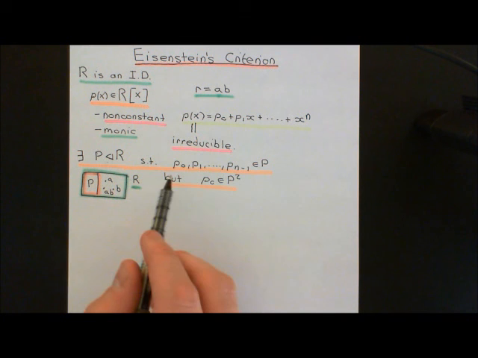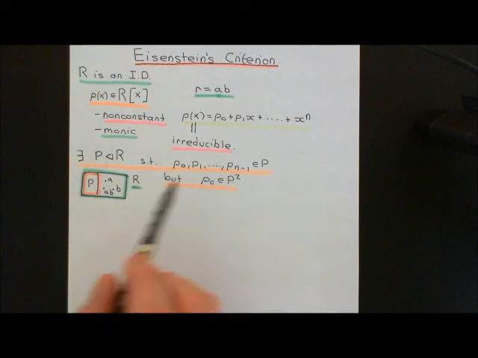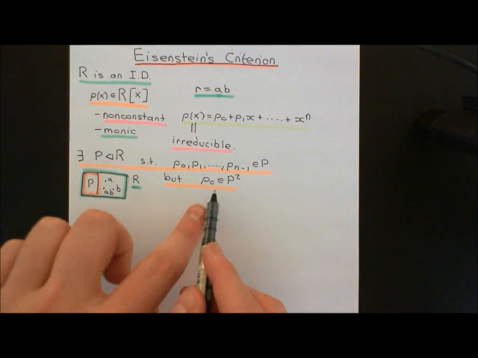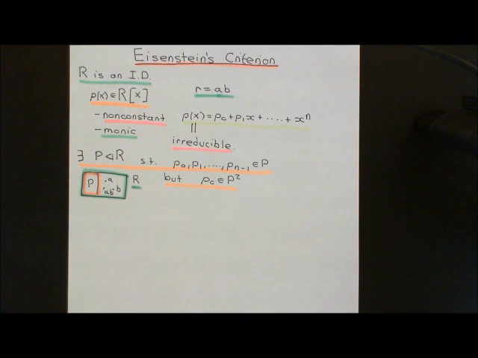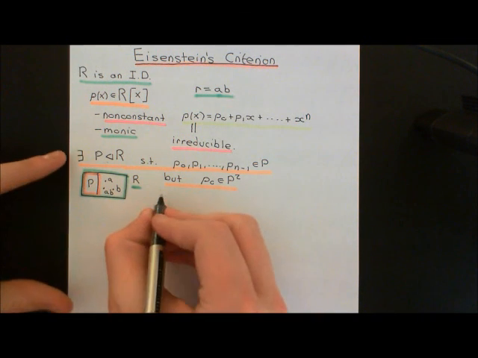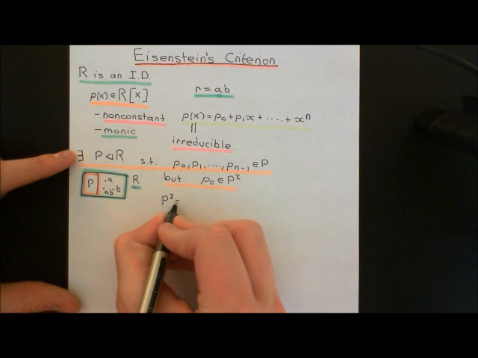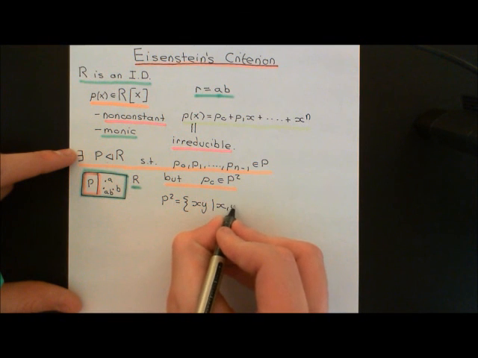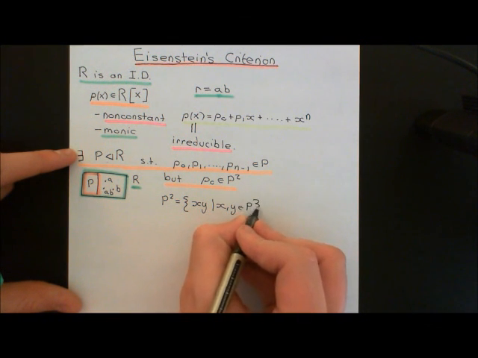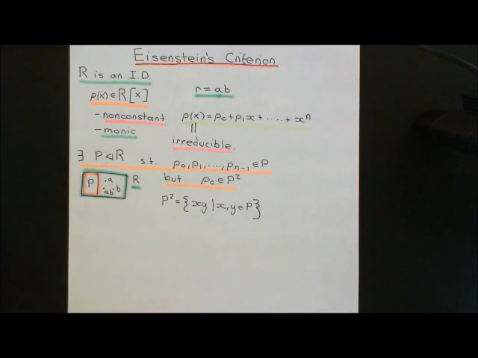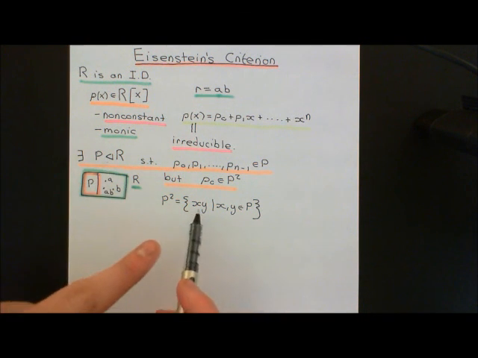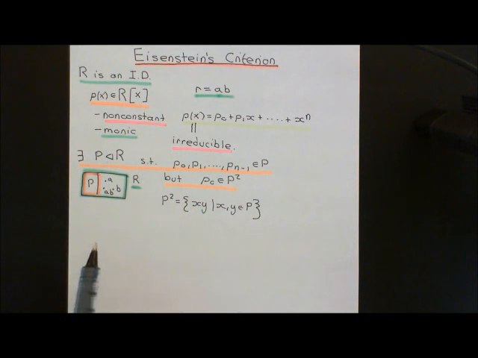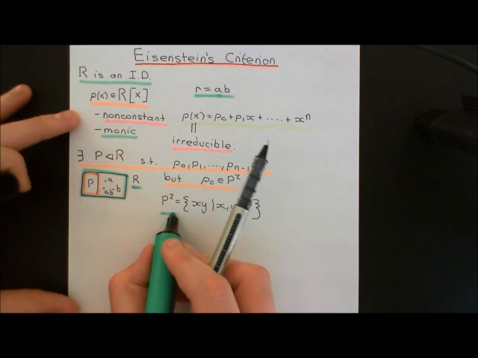Okay, so the first bit's easy. I hope you can understand what it means for all of these coefficients to be within that prime ideal. What does this second line mean? What does it mean for p0 not to be an element of P squared? What does P squared mean? Well, P squared is the set that consists of all things of the form x times y, where x and y are both elements of the prime ideal, capital P. So that's a fairly intuitive definition, it's just all of the things that are of the form an element in here multiplied by another element in here, so that's a fairly intuitive thing for P squared to actually represent.